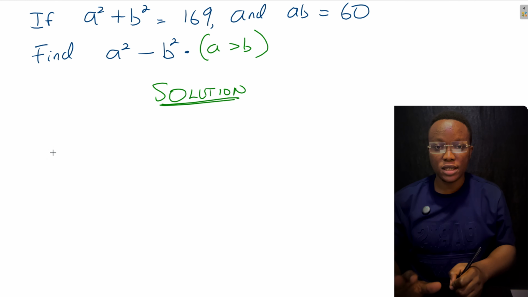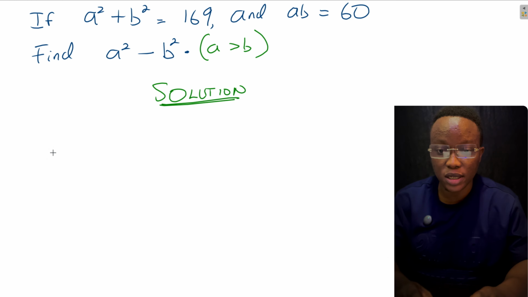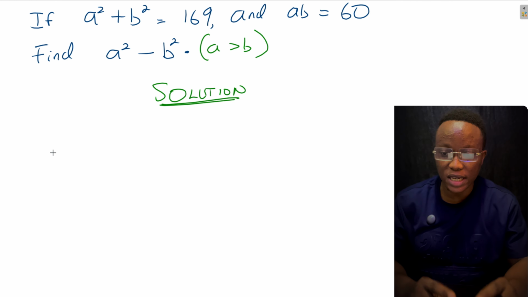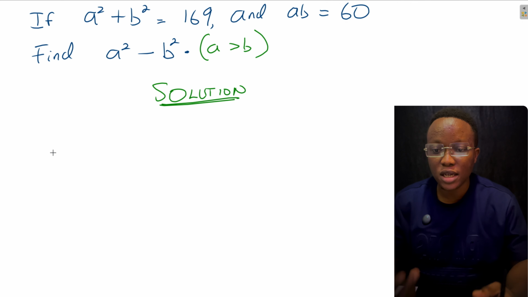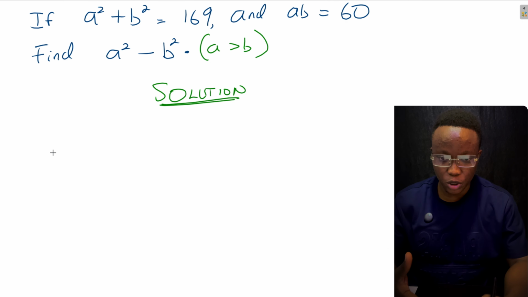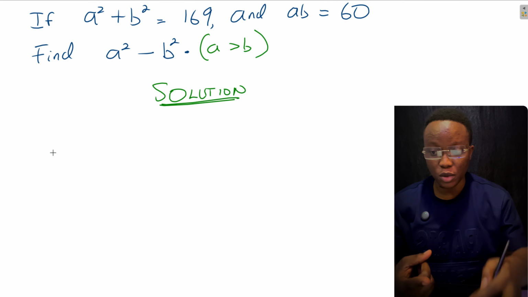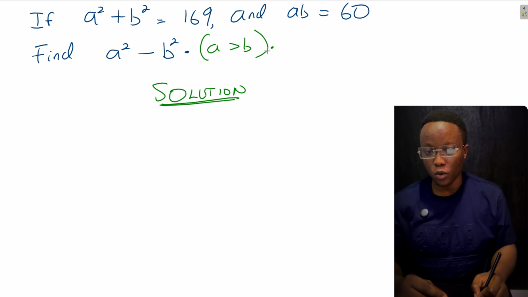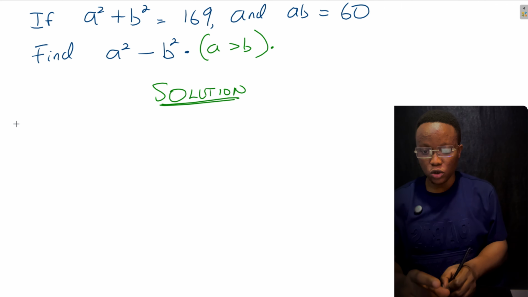The question says if a squared plus b squared is equal to 169 and ab is equal to 60, we have to find a squared minus b squared. We have additional information there. It says a is greater than b. All right, so let's get into it.